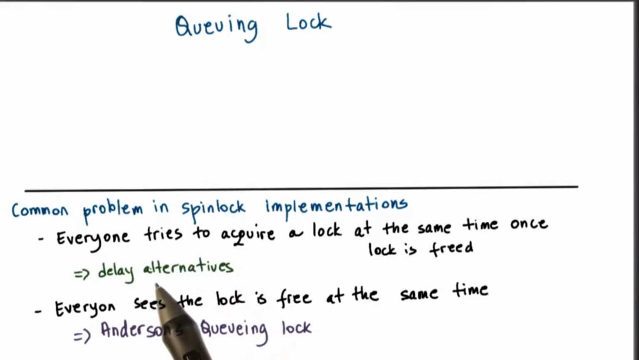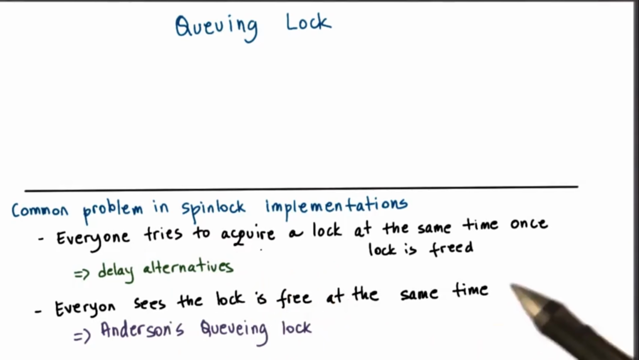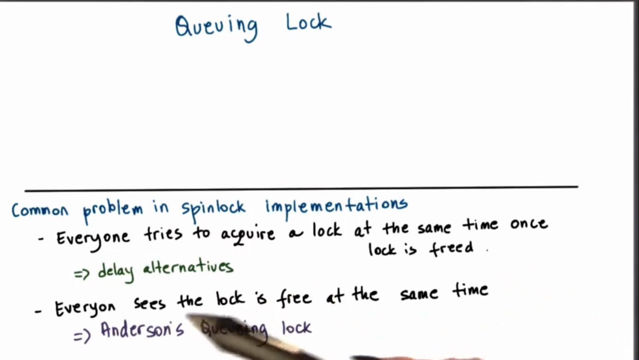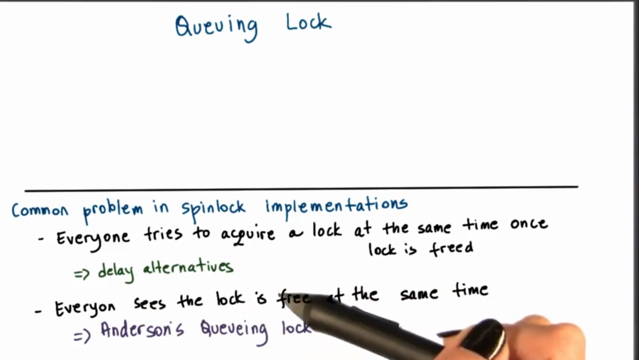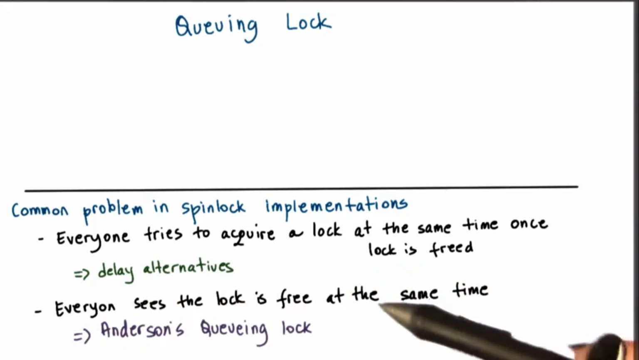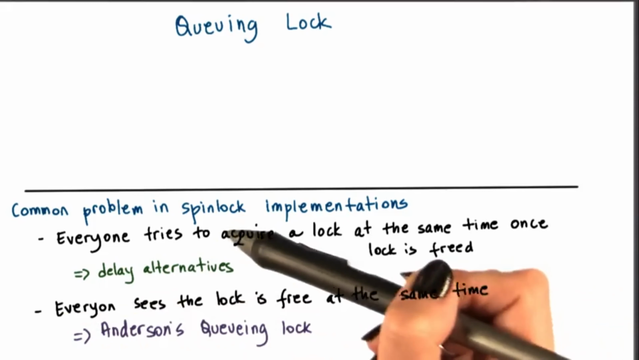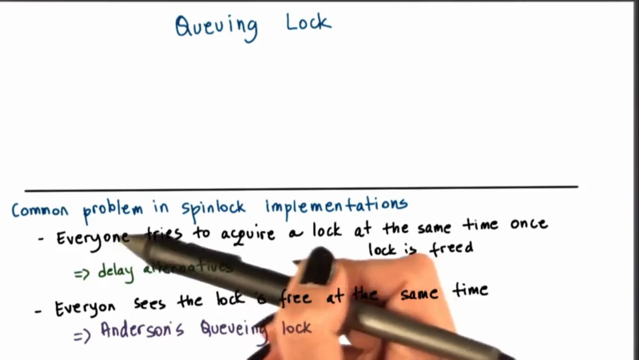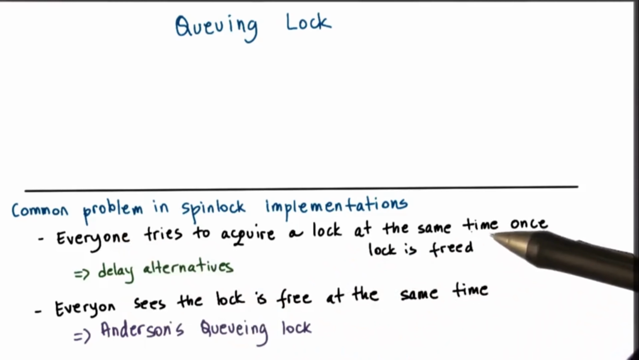The delay alternatives in the Spinlock implementations that we saw in the last morsel address the problem that everybody tries to acquire a spin lock at the same time when that lock is freed. In this paper, Anderson proposes a new lock called a queuing lock, and that lock is trying to solve the problem that everybody sees that the lock is free at the same time. If we solve this problem, if not everybody sees that the lock is free, then we're essentially also solving the second problem, because then not everybody will try to acquire the lock at the same time.